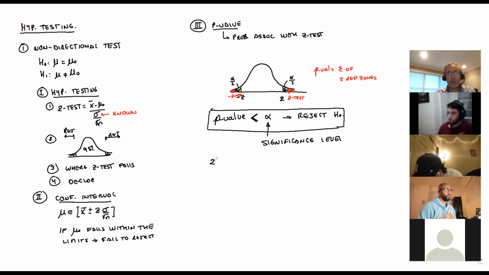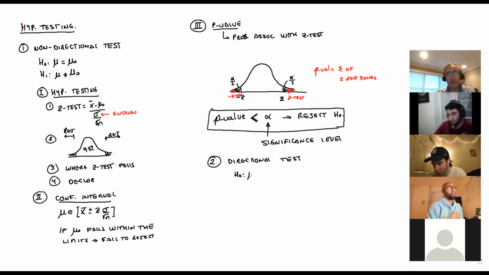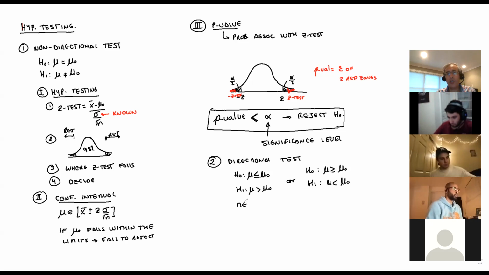When you have directional tests, so basically either one or the other, you can use only methods one and two. You cannot use confidence intervals when you have these types of things. Okay? Questions?